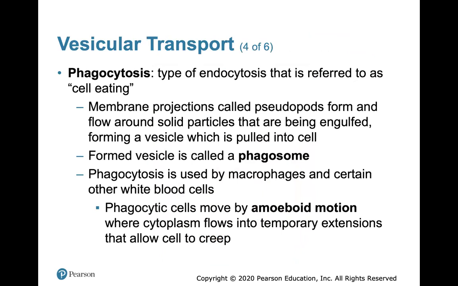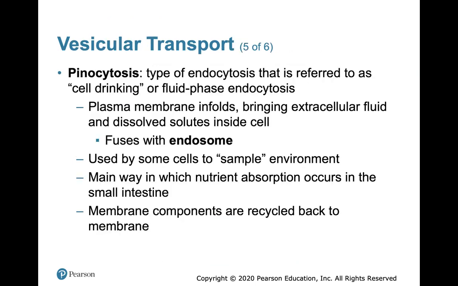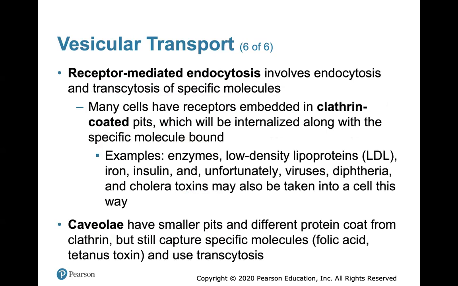Phagocytosis is a type of endocytosis that is referred to as cell eating. So the membrane projections called pseudopods form around the solid particles, and it engulfs, forming a vesicle being pulled into the cell. So this is phagocytosis, cell eating, engulfing a larger particle, usually a solid particle. Pinocytosis is cell drinking, where it usually enfolds a smaller particle or a fluid or a liquid. So that's pinocytosis, something smaller.